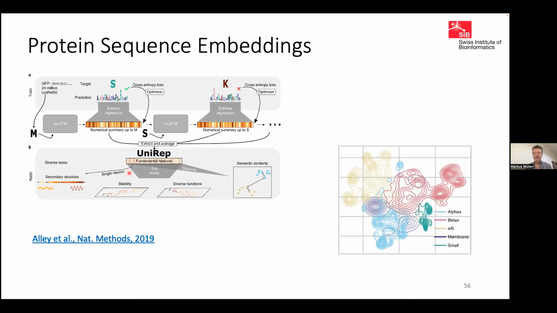For example, you can use that in a kind of refinement step, use this embedding and train a classifier to predict secondary structure of these proteins. And you see that works actually really well. So that secondary structure is somehow already encoded in this embedding. You can predict the stability of the proteins. You can predict diverse functions of the proteins and so on. So these embeddings of this sequence space are a very powerful approach.